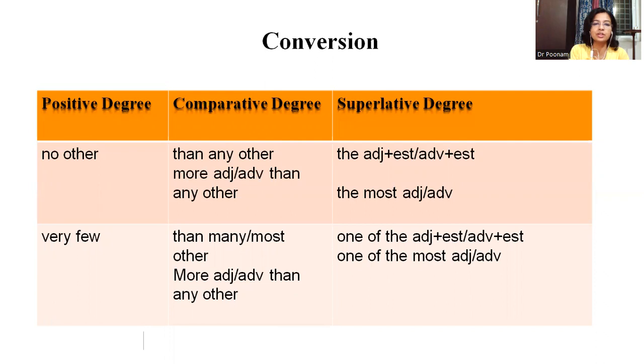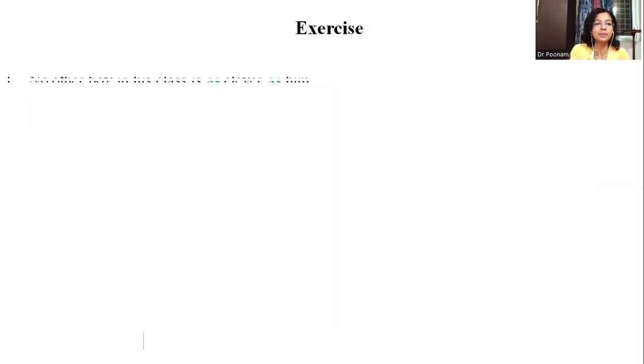If in the positive degree of comparison you have very few, then in comparative degree you will have many other or most other. And in the superlative degree, it will become one of the. I'll show you some examples.